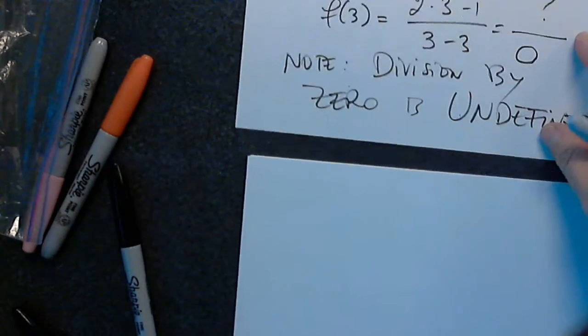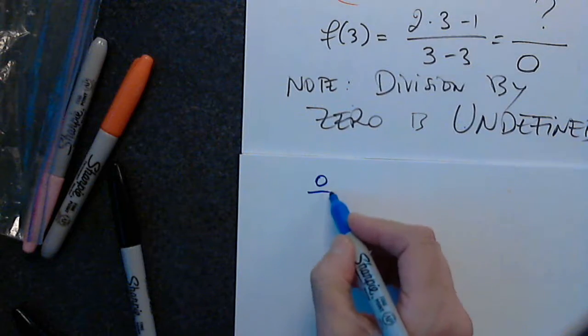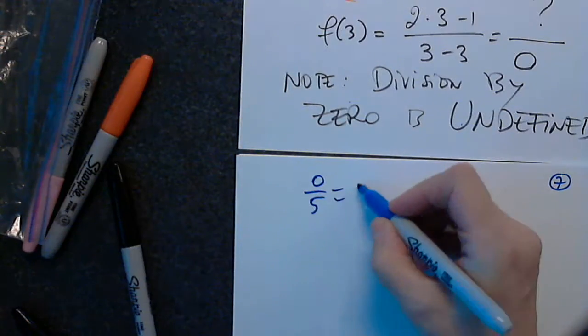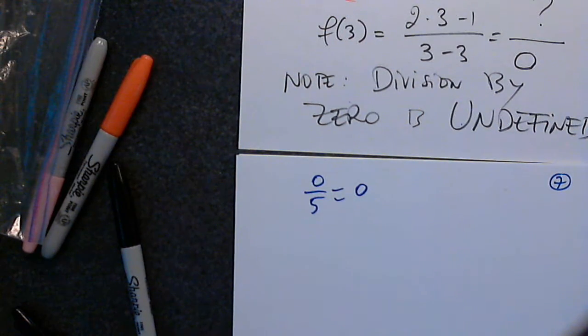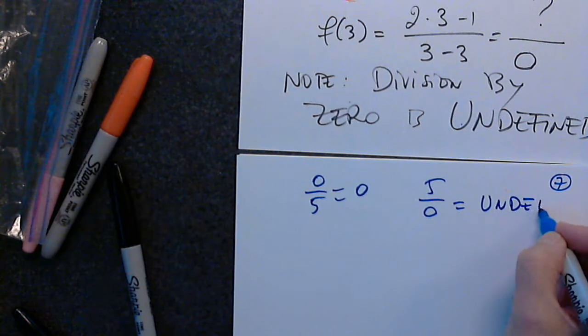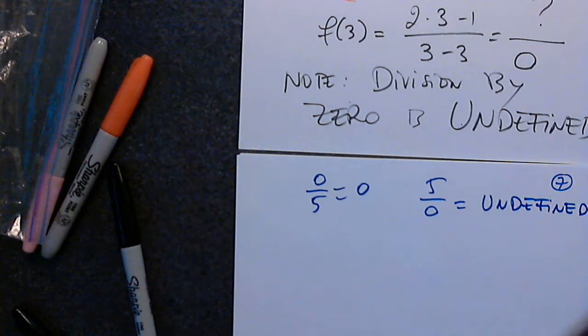We cannot come up with a number. However, what if I divide 0 by 5? So I have $0 in my pocket and I pick 5 of you to share my 0 with. How much would you get? Nothing, right? So 0 divided by 5 is 0. But 5 divided by 0 is undefined. So please keep that in mind.